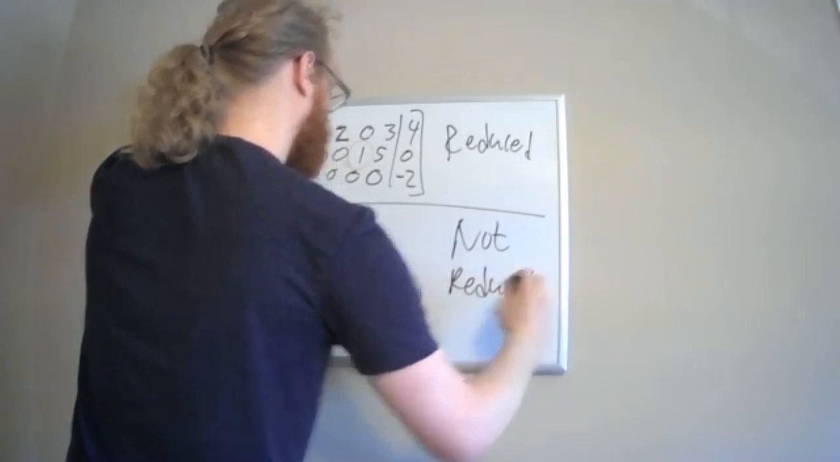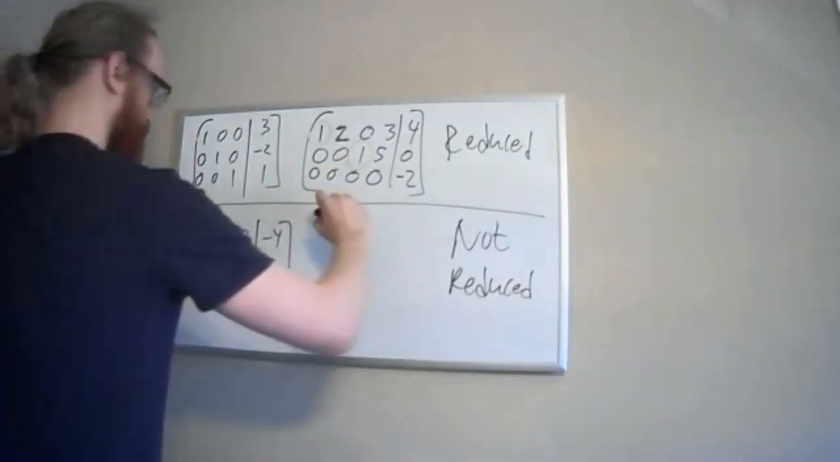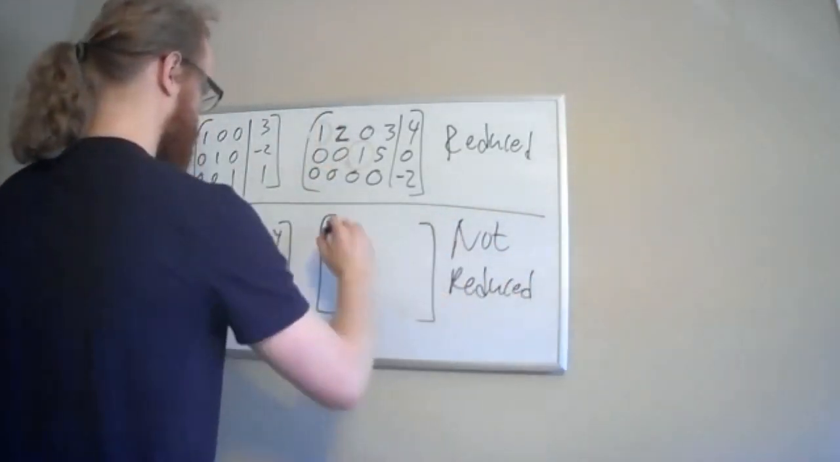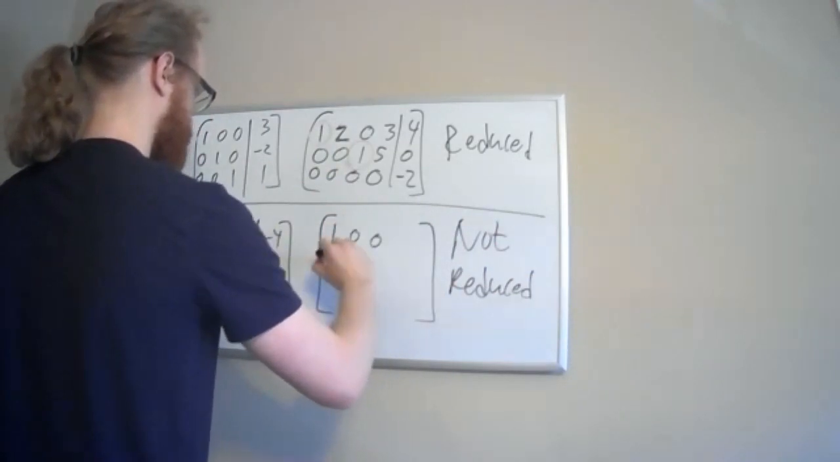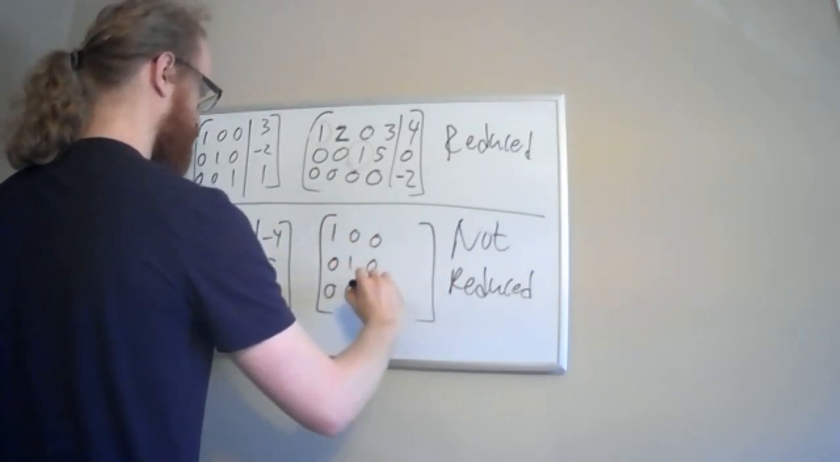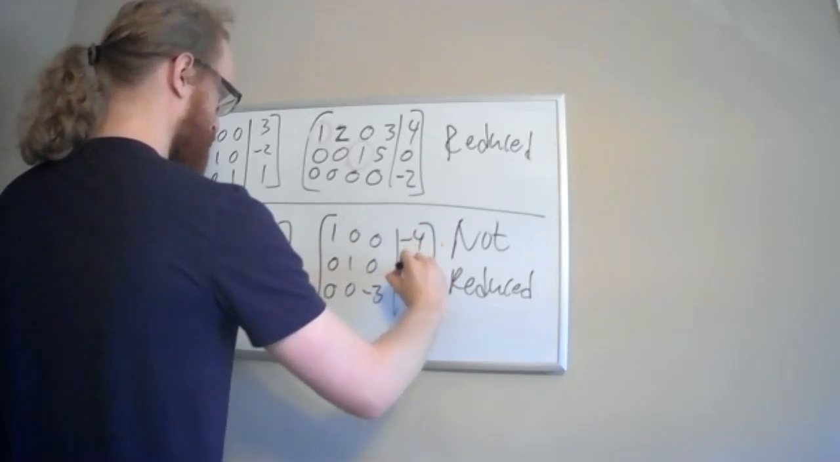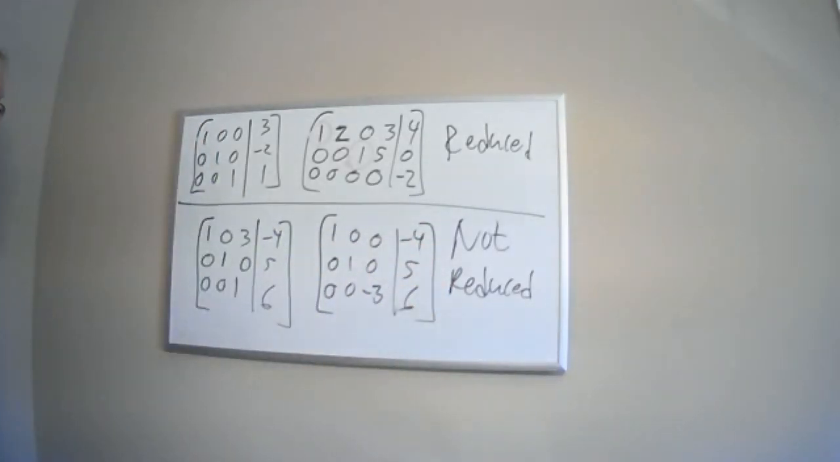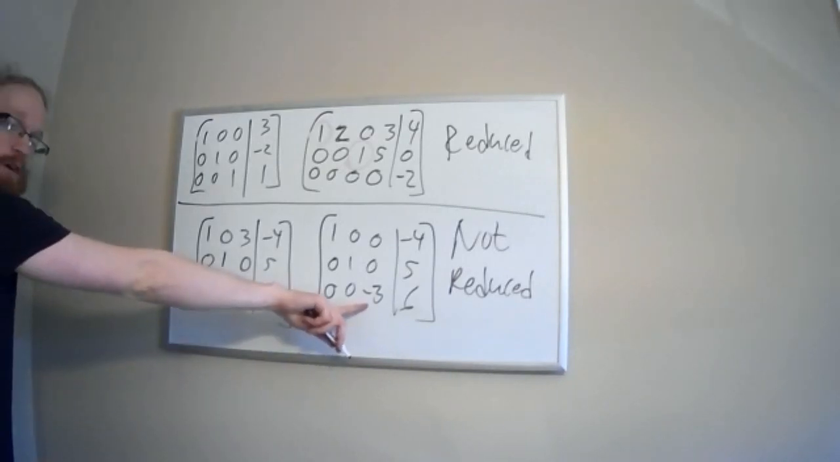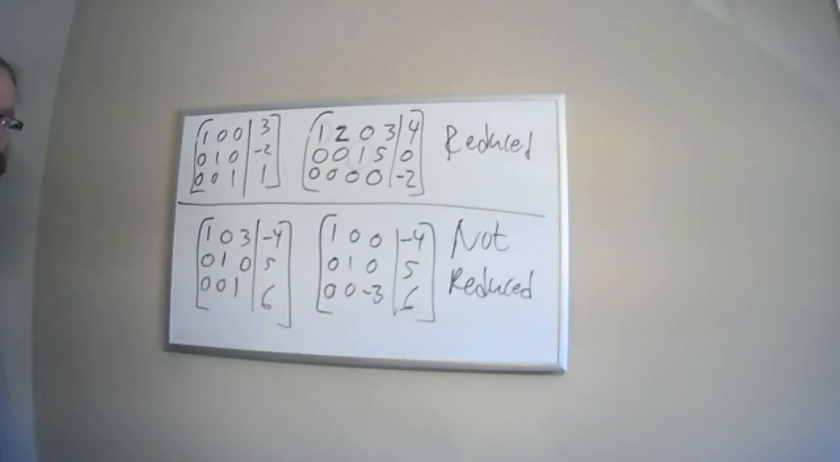I'm going to give you one more example of something that's not reduced. This will be a sort of sillier example here. Instead, my matrix looked like this. This is also not reduced because this is not a 1. This would need to be a 1 so that it would then be a leading 1. Okay. So there's a couple examples of reduced or not reduced matrices.